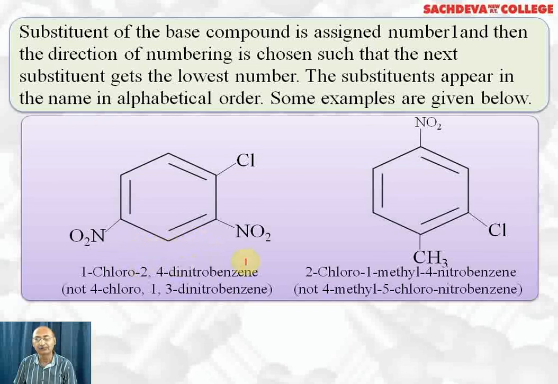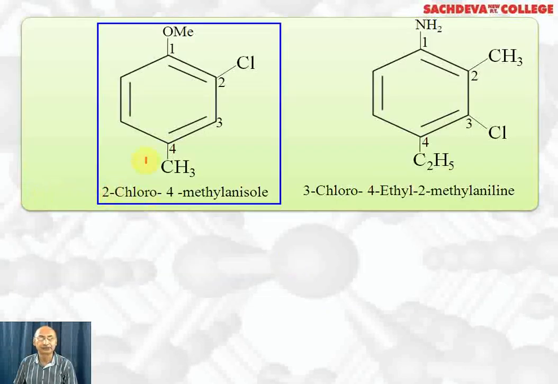get minimum numbers. Here we have 3 substituents: nitro, chloro and methyl. First preference we have given to methyl. Second preference, chloro is getting second, and fourth is given to nitro. So we call it 2-chloro-1-methyl-4-nitrobenzene. Here methyl becomes the parent, that's why we have given methyl number 1. Others are preferred alphabetically.